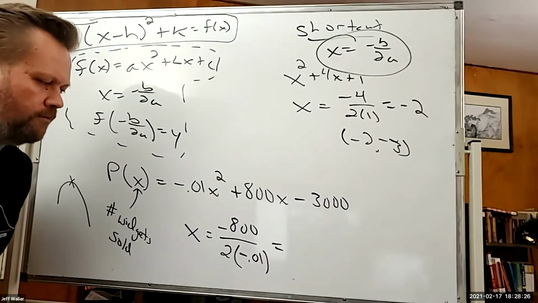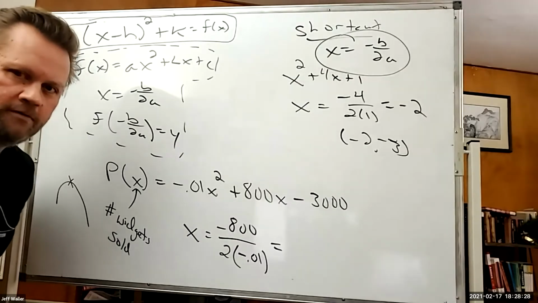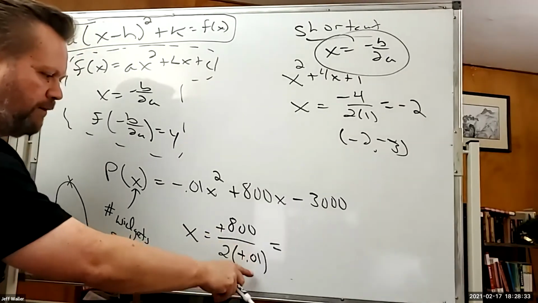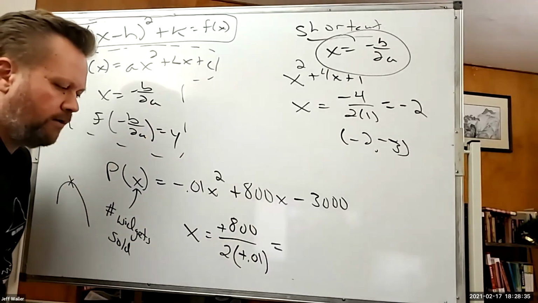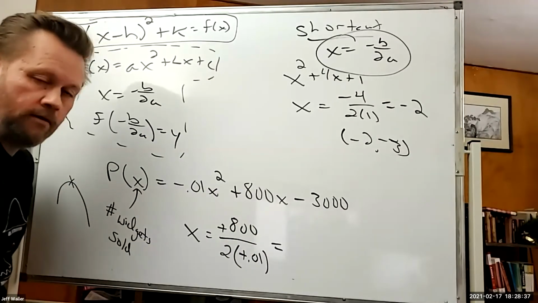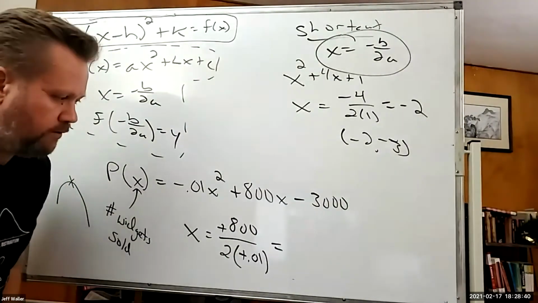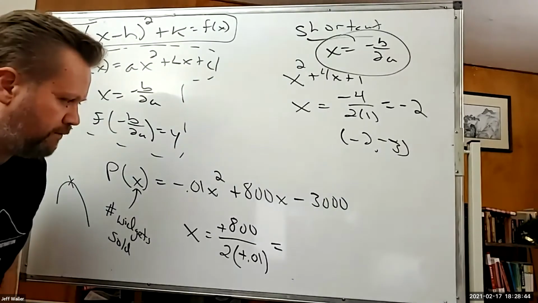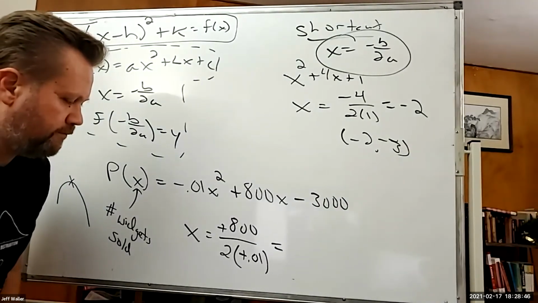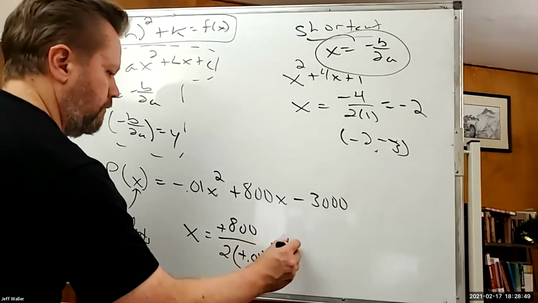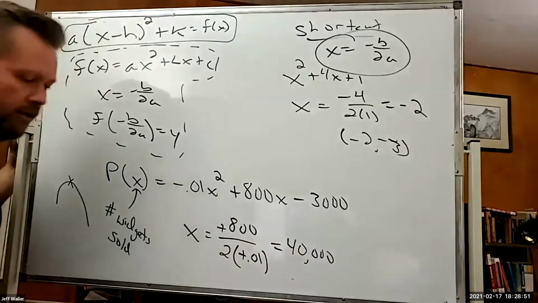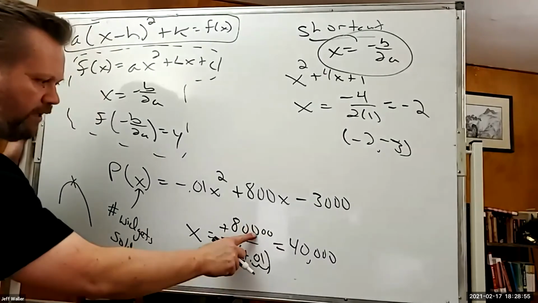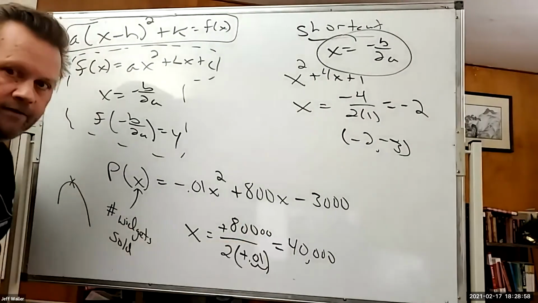The one thing is the negatives cancel. The other thing is that 0.01 is very tiny, so when you divide by it, you get much bigger. I believe you should get 40,000. If you don't believe me, do it in your calculator. But basically, you move this over once, twice. You move this over once, twice. 80,000 divided by 2, 40,000.